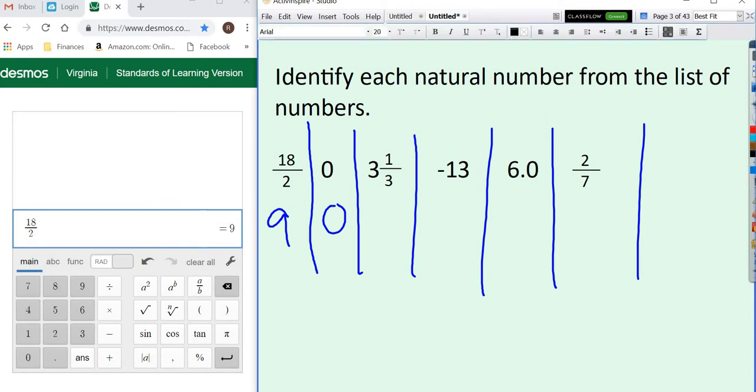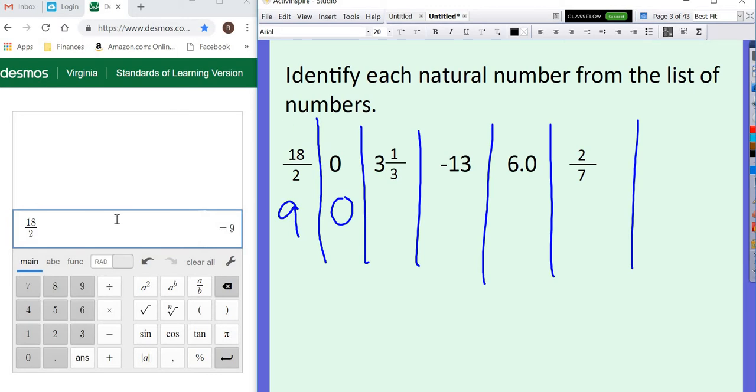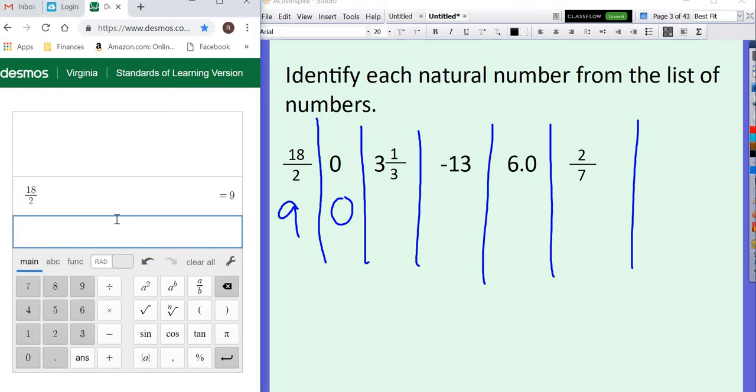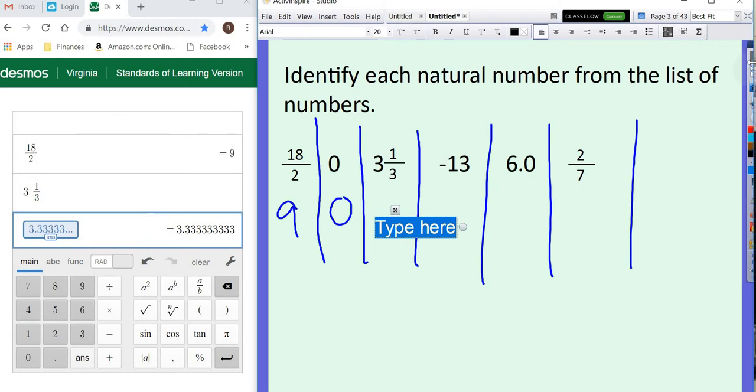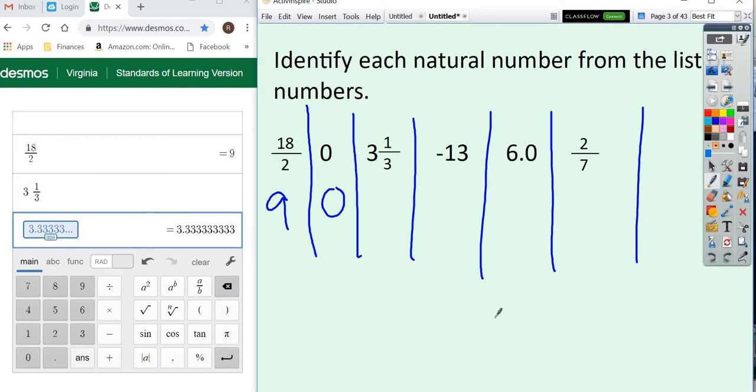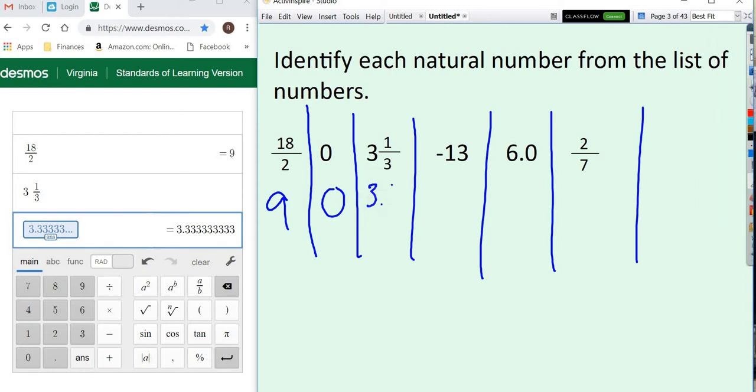If we want to know what 3 1/3 is, we're going to have to put that in your calculator so that way we know what it looks like. So if you put in 3 and then you put 1 divided by 3 next to it, hit enter, and then click on your answer button, it actually gives you the decimal form, which is a repeating decimal. That's definitely not going to be what we need to use as a natural number. So that's 3.3 repeating, negative 13. 6.0 is the same as 6.